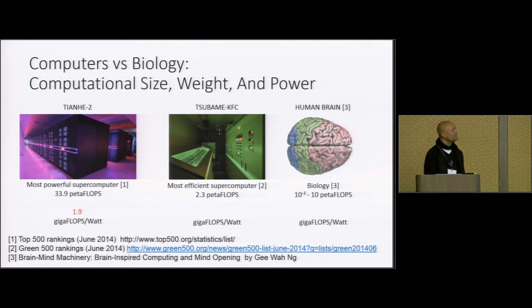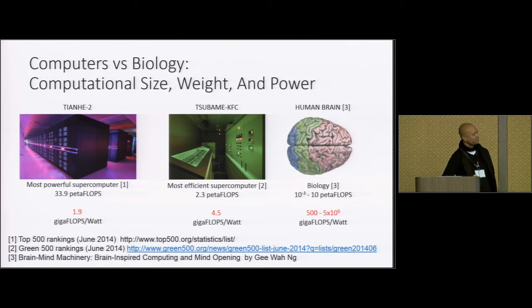If you think about how many gigaflops it does per watt, the biggest one is about 1.9. The most efficient one is about 4.5, whereas this is where we win, right? We win because we do about 500 to 10 to the 5th gigaflops per watt approximately.